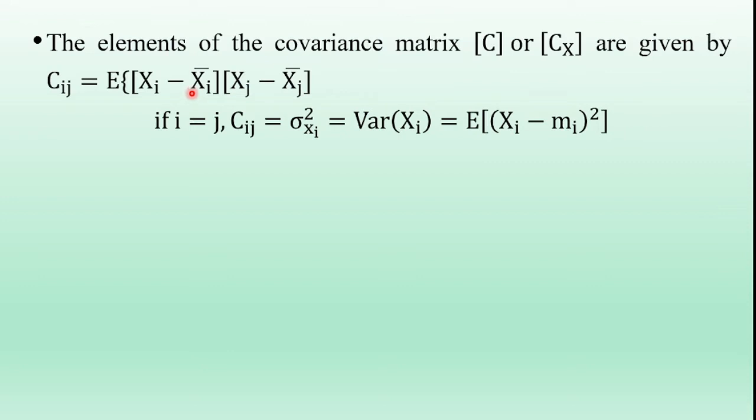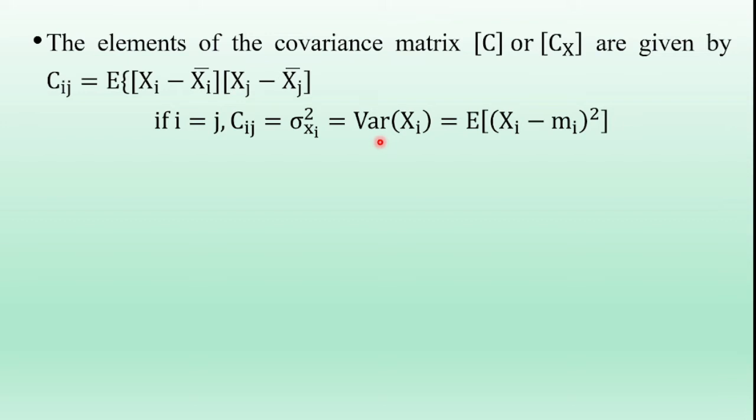In this equation, substitute i equal to j. We get the covariance of xi comma xj as the variance of the random variable xi, that is C suffix ij is equal to sigma xi square. Sigma xi square is the variance of the random variable xi, that is the expectation of xi minus mi whole square, if i is equal to j.